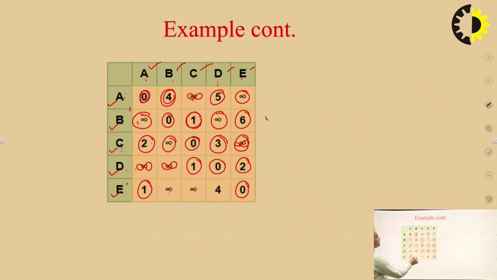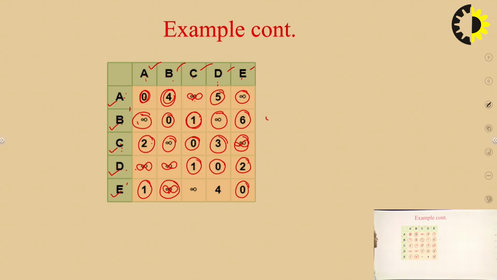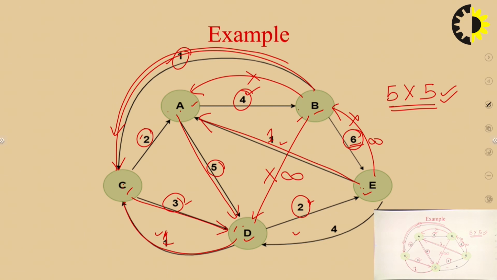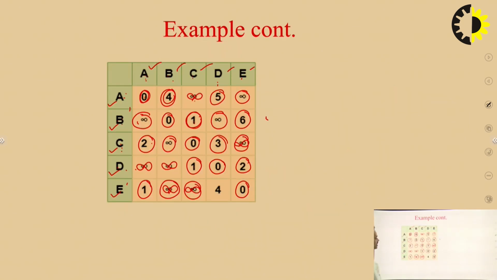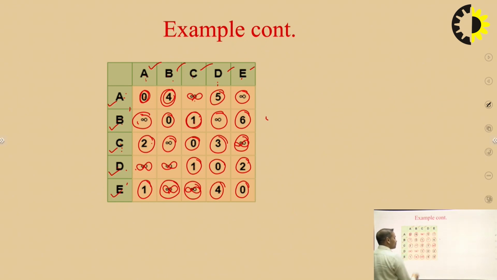Now the distance between E to B is infinity because there is no directed edge between E to B. So we have to mark infinity in case of E to B. The distance between E to C is also infinity because there is no directed edge between E to C. The distance between E to D is 4. There is a directed edge between E to D and the value of the edge is 4. So we have to mark 4 here. This is the distance of E with E, so we have to mark 0.